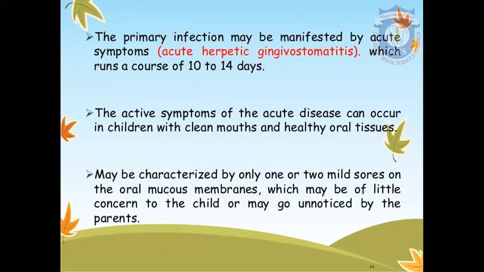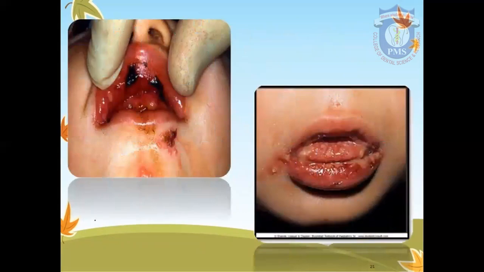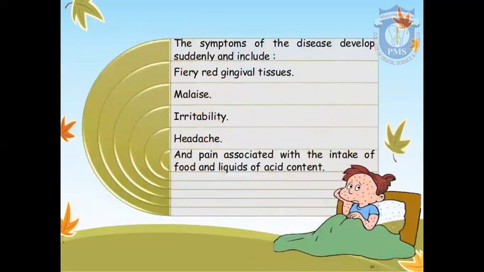Discrete spherical gray vesicles, which rupture and form painful small ulcers with red elevated halo-like margin and a depressed yellowish or grayish white central portion, are also seen. It occurs occasionally without overt vesiculation. This is the appearance. So, the symptoms of disease include fiery red gingival tissues, malaise, irritability, headache, and pain associated with the intake of food and liquids of acid content.